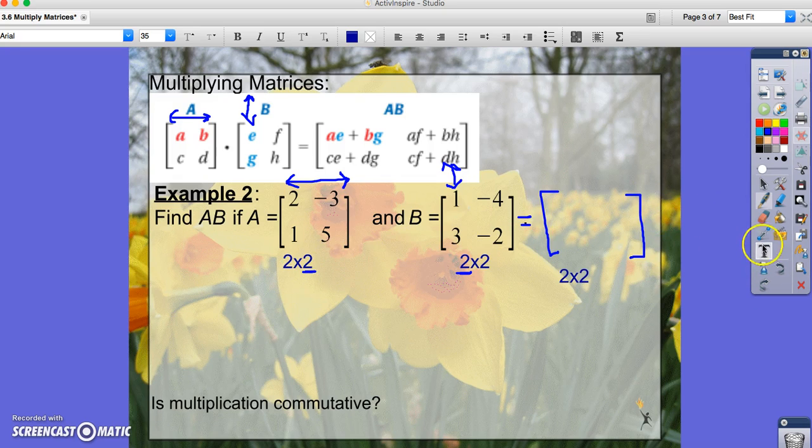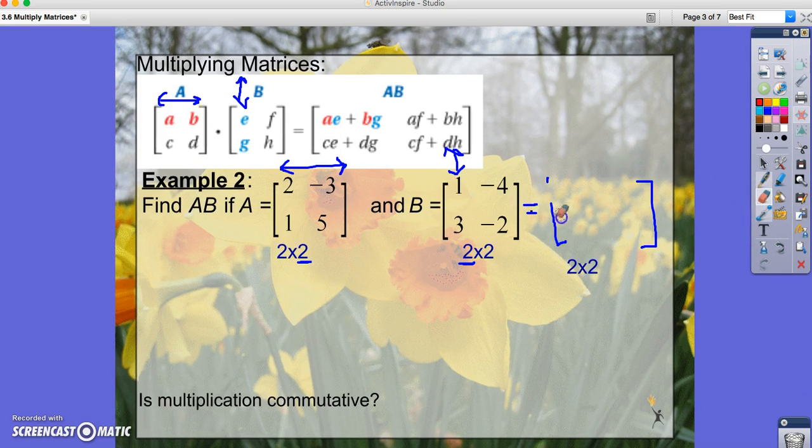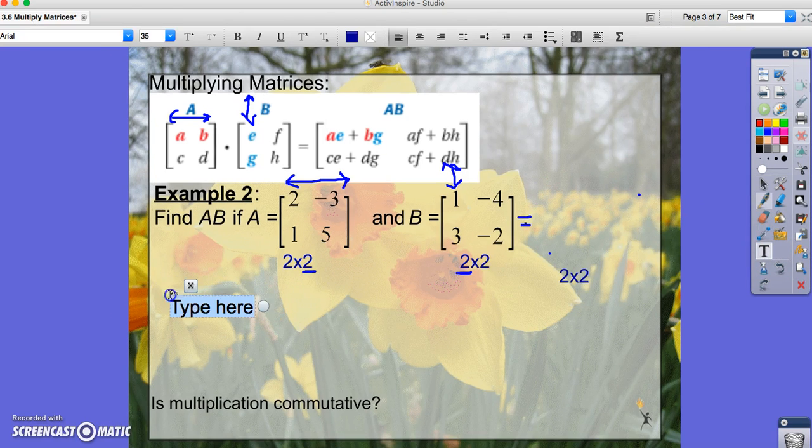And actually, maybe I'll do this down here. I don't think I'm giving myself enough room to write everything out. All right, I'll just start down here. All right. So I go this way and this way.